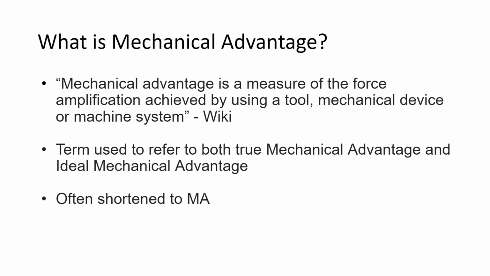And so, the term used to refer to both true mechanical advantage and ideal mechanical advantage is, unfortunately, mechanical advantage. We'll talk a little bit more in a second about what ideal mechanical advantage is, but you just need to understand that sometimes people use the same term to refer to both. And so it's useful for you to be able to describe which one specifically you're talking about. Often mechanical advantage is shortened to MA, and sometimes you'll see ideal mechanical advantage shortened to IMA.